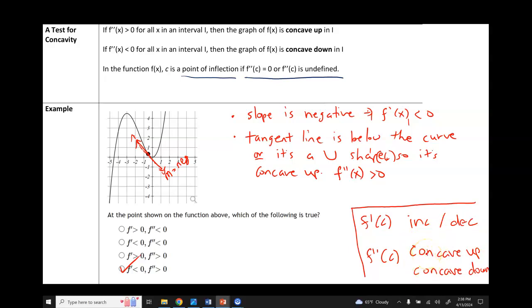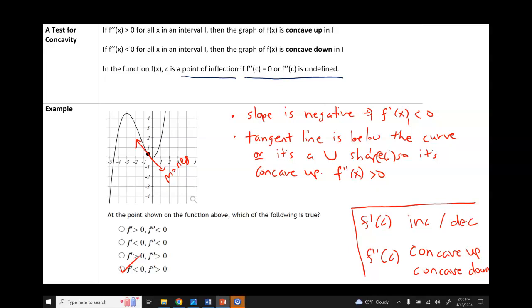So our tangent line, our slope, is negative. So if we have a negative slope, what that tells you is that the function is going to be decreasing. Now, if the function is decreasing, it means the first derivative is less than 0. First derivative will tell you if it's increasing or decreasing. Decreasing, so we have a first derivative that is less than 0.